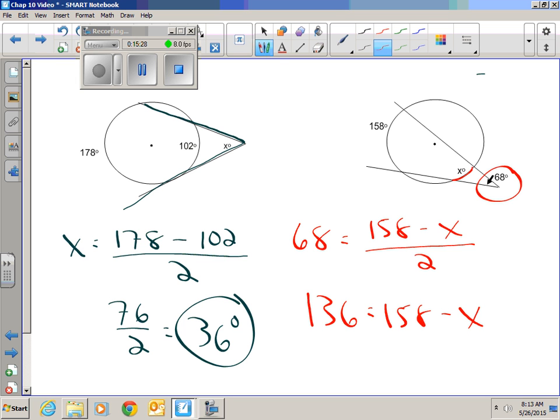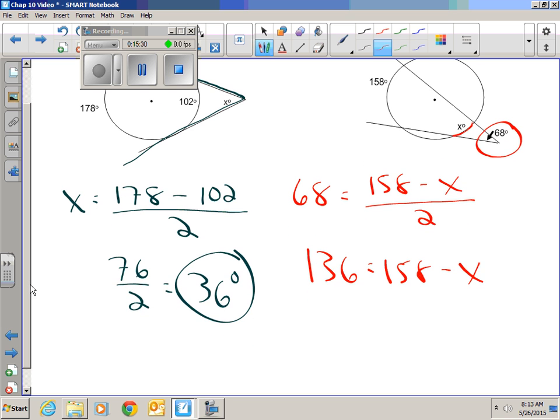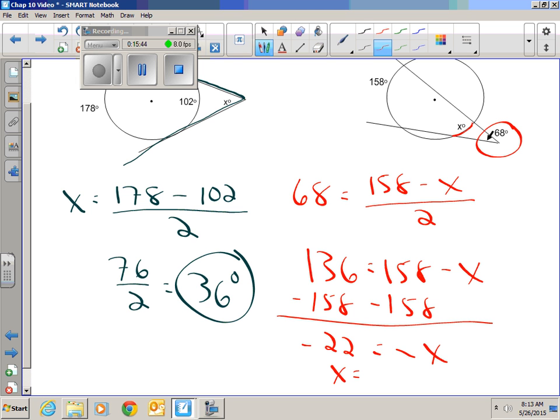I am going to subtract 158 from both sides. And I get negative x is equal to negative 22. So therefore, divide both sides by negative 1. X is 22.